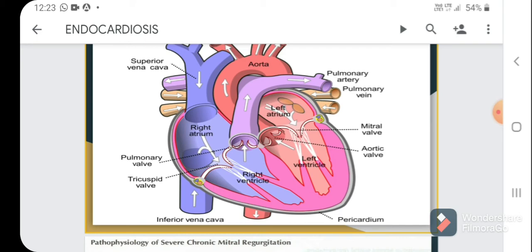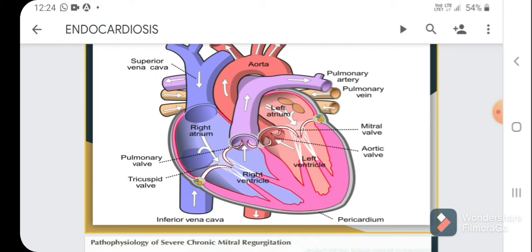occur in the animal. This regurgitation of blood back to the atrium also results in less blood going from the ventricle to the aorta. As there is backflow of blood into the atrium, the amount of blood which the left ventricle pumps into the aorta decreases, which leads to decreased cardiac output. When cardiac output decreases, the body reacts by increasing the blood pressure and blood volume. This happens through a very efficient system called the RAS system, or renin angiotensin aldosterone system.